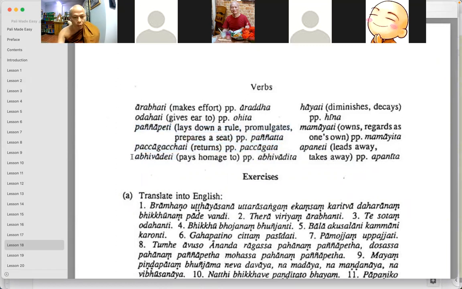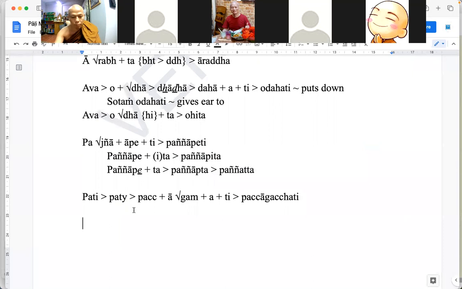So abiwa deity, also abi prefix, root word. So abi prefix, root word, but the sign is A, and then D. Because of the sign, it becomes A. So abiwa deity. And the past participle from the base is abiwa di da. Okay.